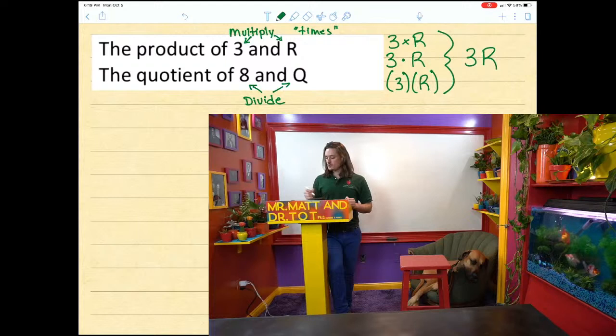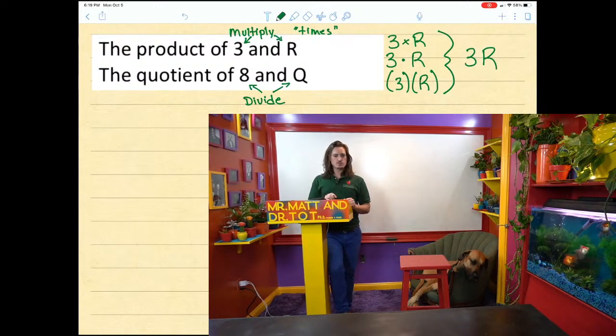And for the second one, we have the quotient of 8 in Q. So you could have written this as 8 divided by Q. You could write this vertically as 8 over Q. All of those are the same thing.